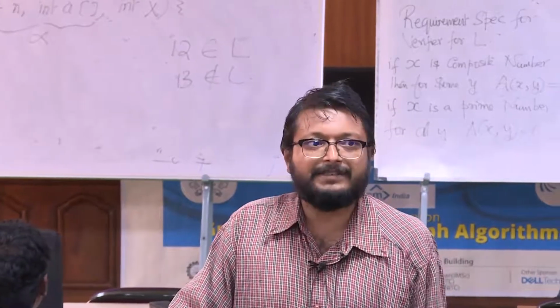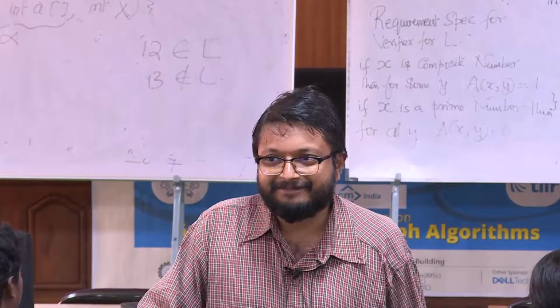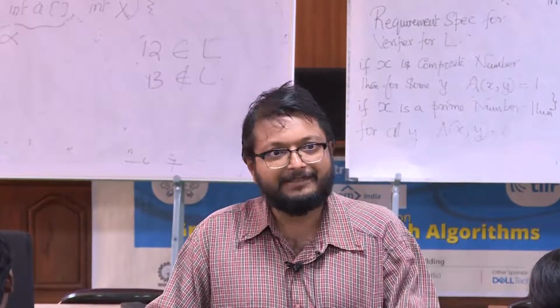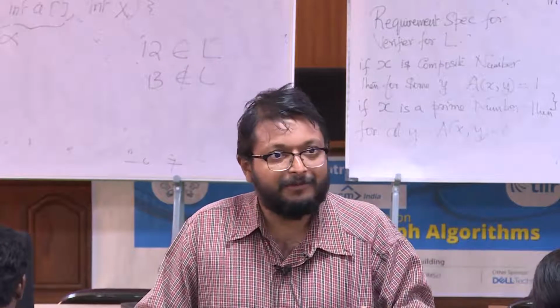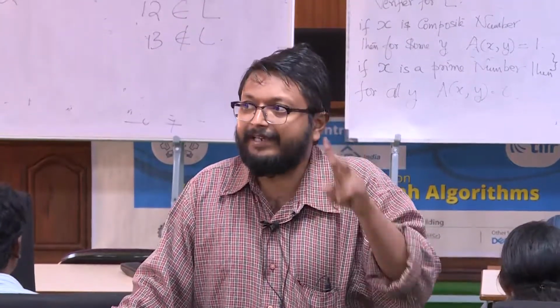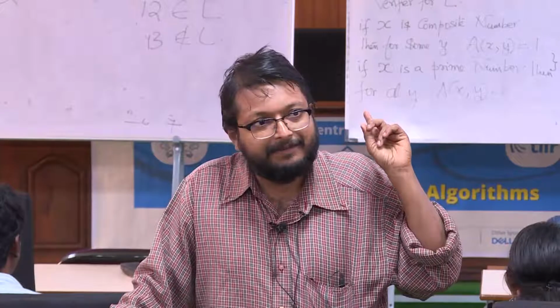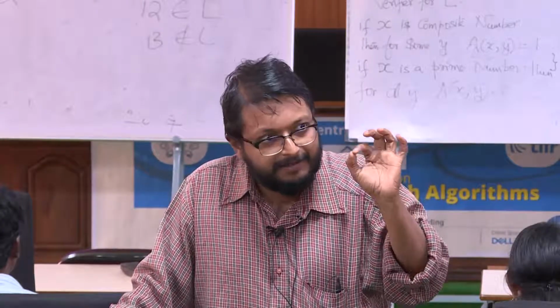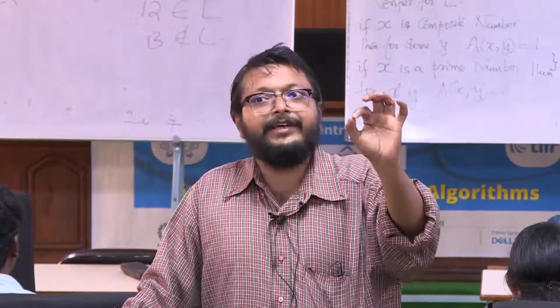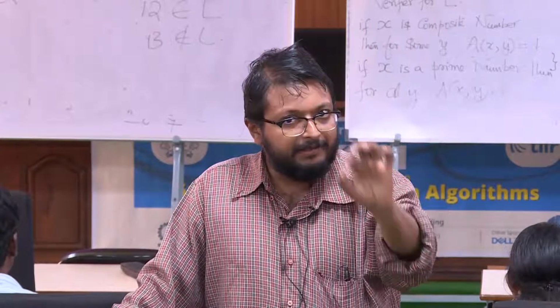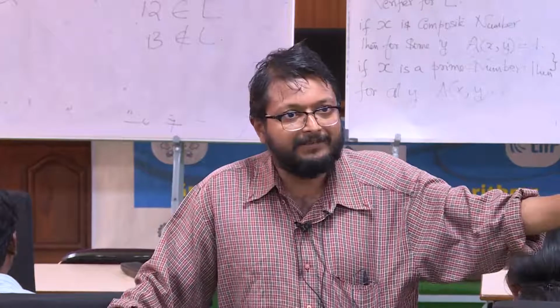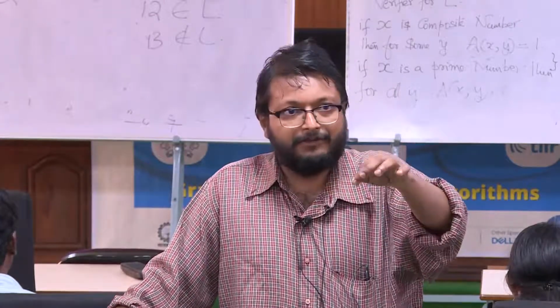But not always. For example, for 9 the only password is 3. But that's enough. For every composite number you can give a factor and make the algorithm return 1. So if x belongs to L, there is a way of making the algorithm return 1. If x is a legitimate member of the language, there is a certificate or password which satisfies the verifier.